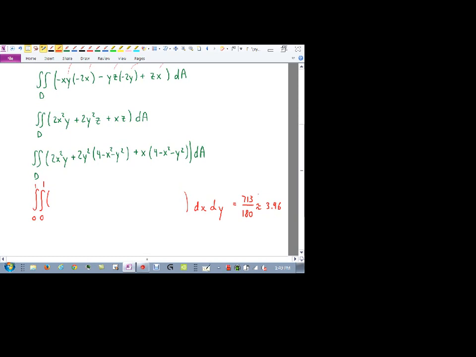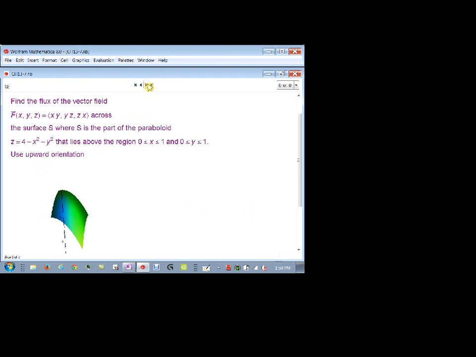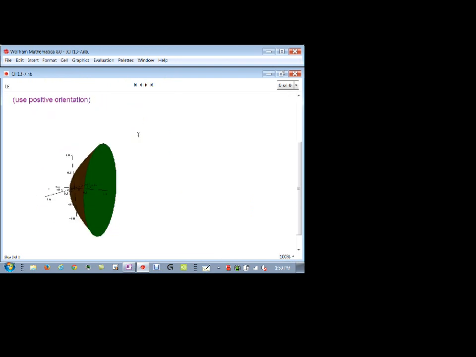Heat transfer, yep. I was going to try and do one of those heat transfer problems. They're pretty good. All right, let's take a look at a different one. This one's interesting.